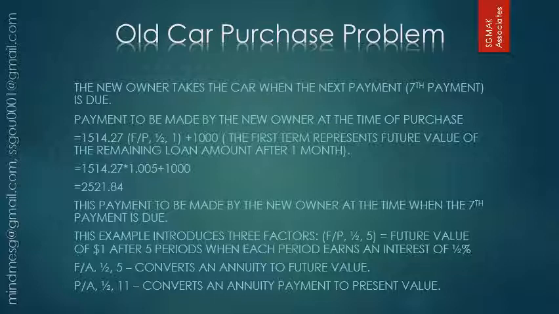So now this example introduces 3 factors, which I'll explain in later slides. F over P, 1/2, 5, which is the future value of $1 after 5 periods, when each period earns an interest of 0.5%. F over A, 1/2, 5, which converts an annuity to future value, and P over A, 1/2, 11, which converts an annuity to present value. So in my next module that I'll present, I'll explain these factors. F over P, F over A, P over A.